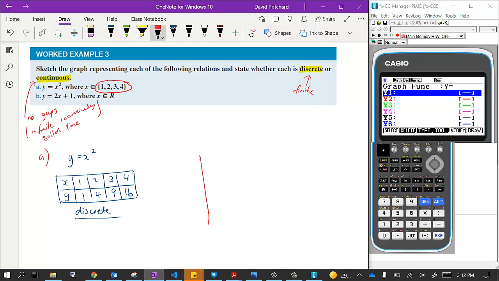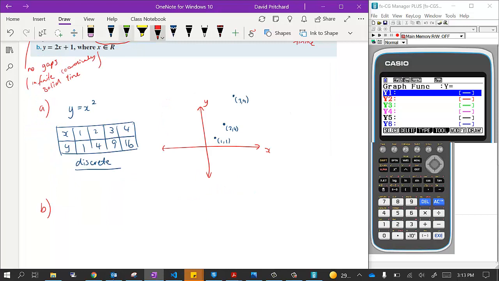And then to sketch that, we don't want a solid line joining it. We just want to put in the points. Okay, so we've got (1, 1). We've got (2, 4). We've got (3, 9). And obviously my Cartesian plane was inadequate and we can't put that (4, 16) on. But you should get the picture there. So it's nice and easy to sketch, and it's pretty easy to say that's a discrete function.